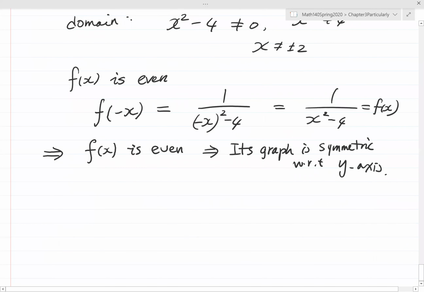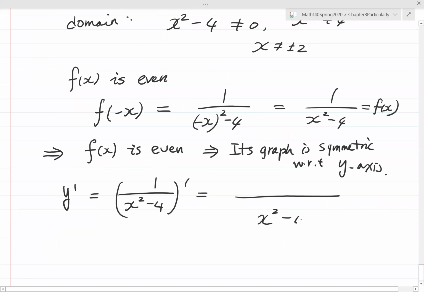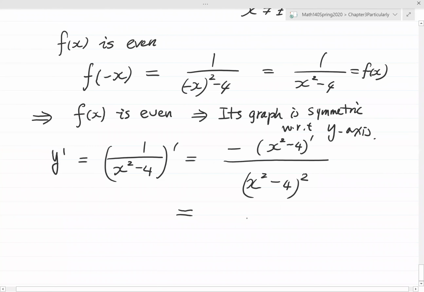And then we find increasing, decreasing, and concave up, concave down, the concavity. So we take its derivative and the second derivative. We take the derivative of y. We can use the power rule and chain rule, or you use the quotient rule. We have negative 1 over x squared minus 4 squared, times the derivative of x squared minus 4. Rearranging this, we get negative 2x over x squared minus 4 squared.